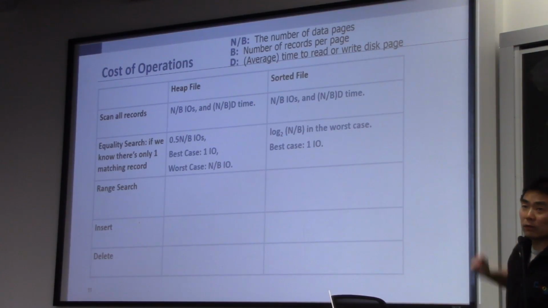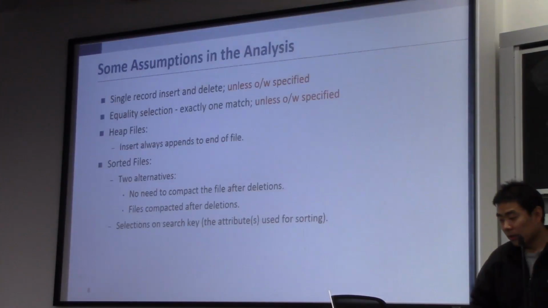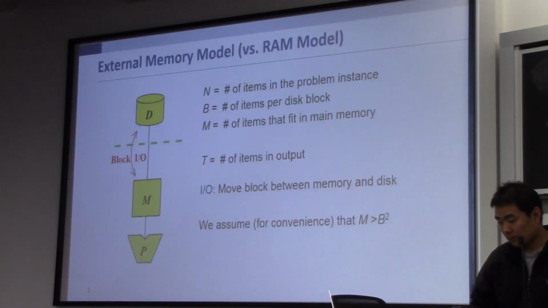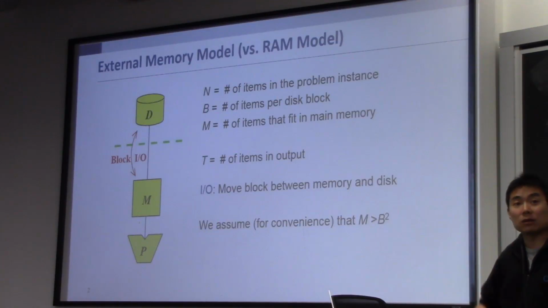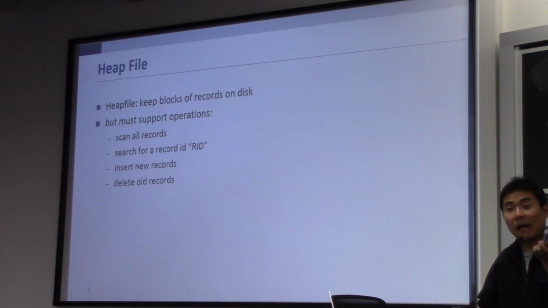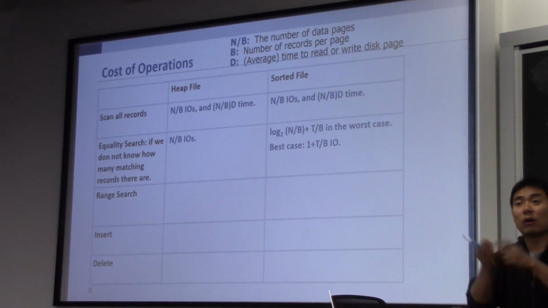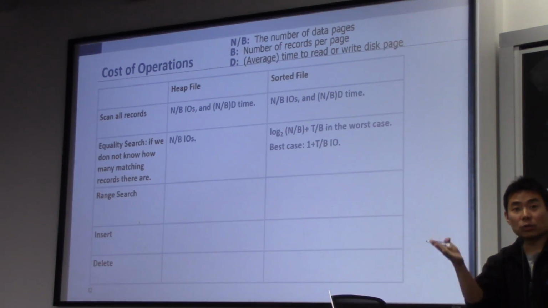What about sorted files? In that case, you still need to pay this cost to find the first record you're searching for. And remember, there's another parameter we use, which is T, the number of records for the matching query. Suppose you have T records with that particular value. What's special about those T records in the sorted file case? Well, they must be consecutive to each other because they're sorted.